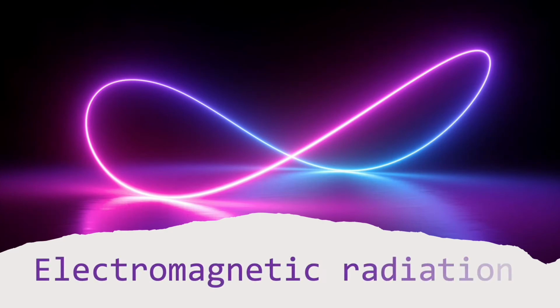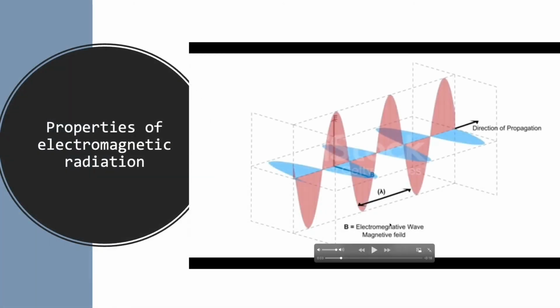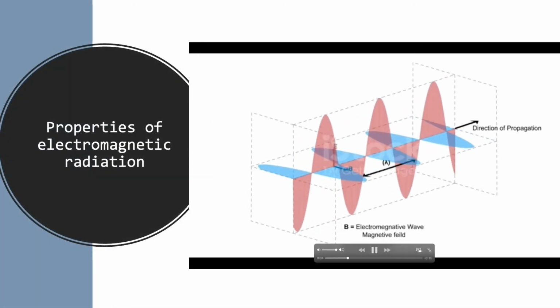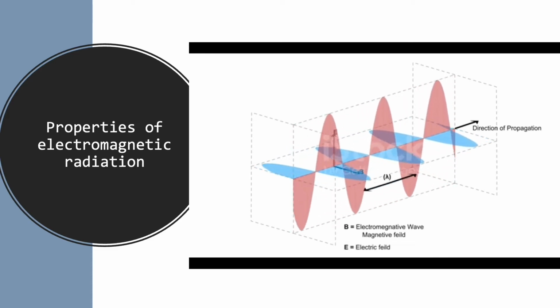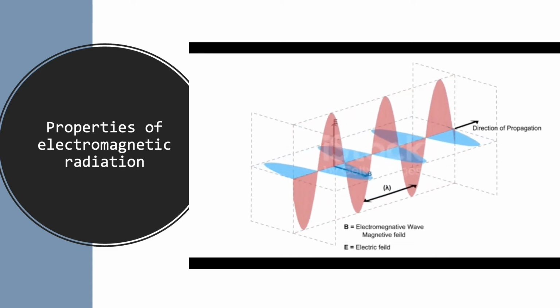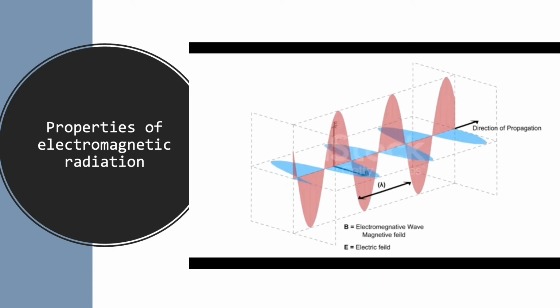First, electromagnetic radiation. Electromagnetic radiation consists of electromagnetic waves. These waves are separate electric and magnetic fields that are oscillating perpendicular to each other. Also, they are perpendicular to the direction of wave propagation.